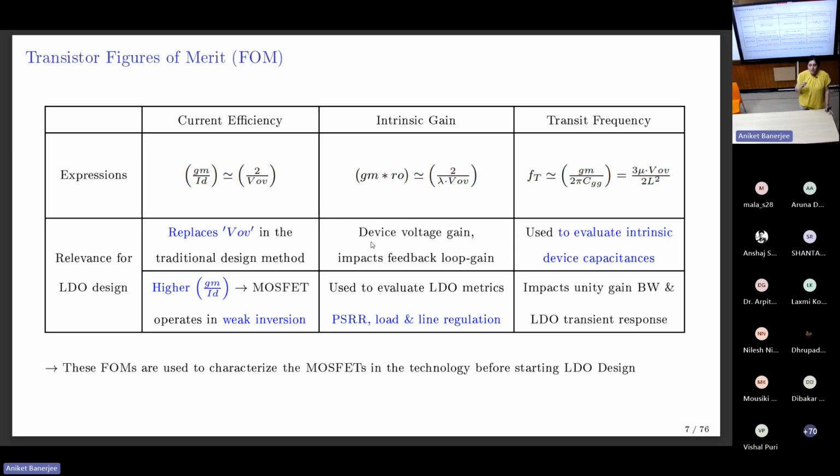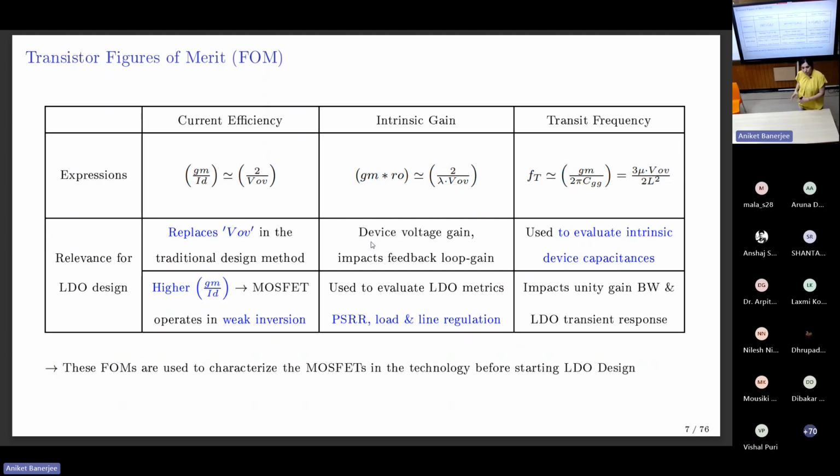Why? Because VOV is such an important metric because it gives you a sense of whether the transistor is in saturation, or in strong inversion. That's the beauty of overdrive. Now, once you start using gm/ID, you'll get that, okay, if I have a very high gm/ID, which means I'm in weak inversion.